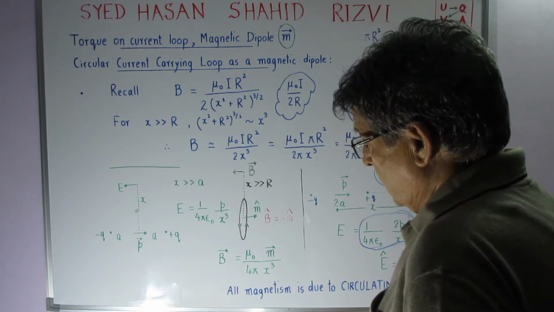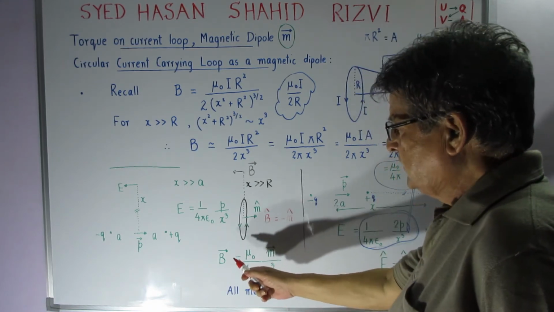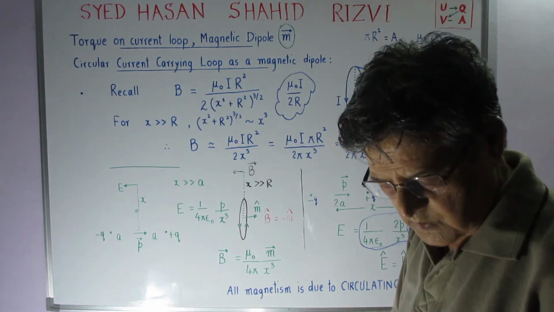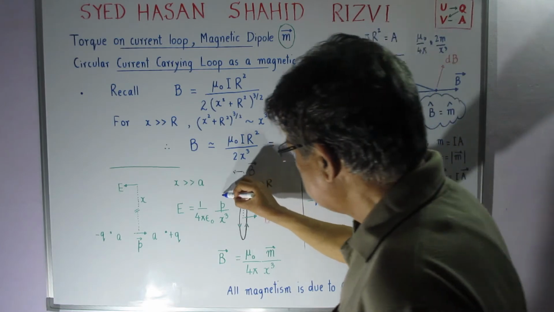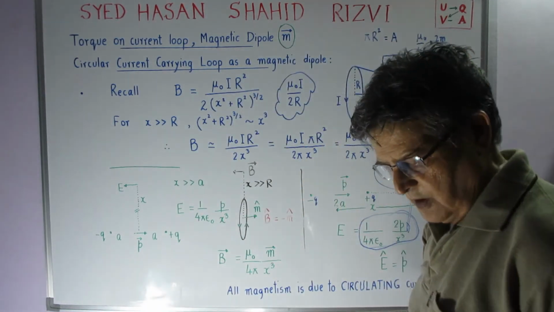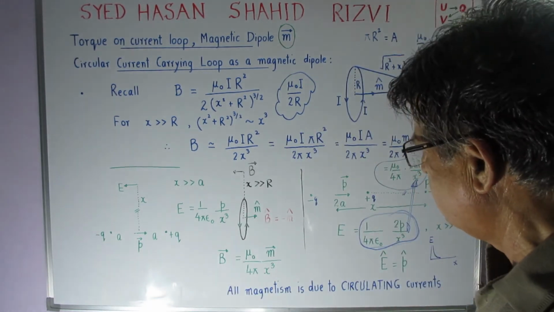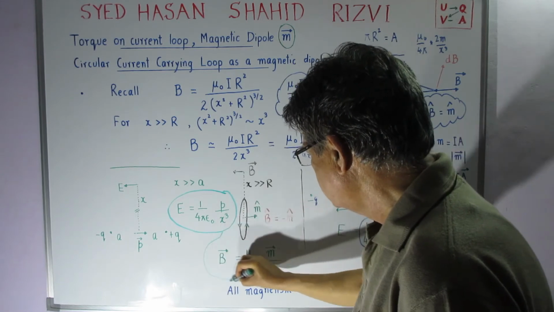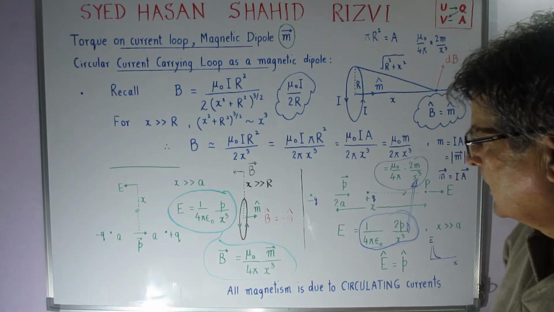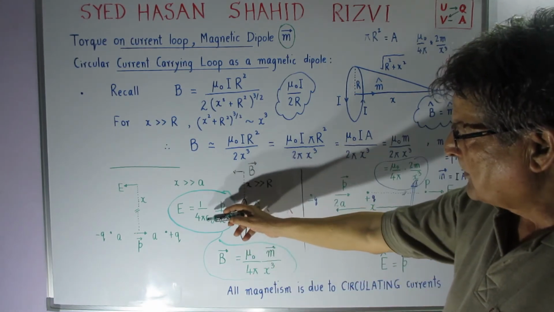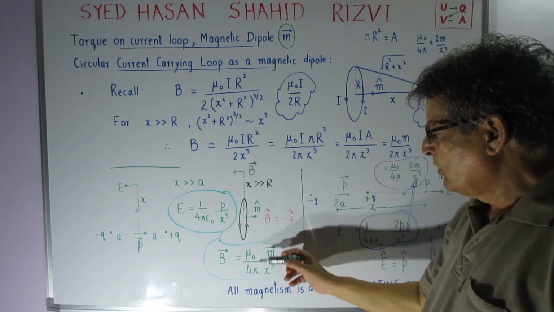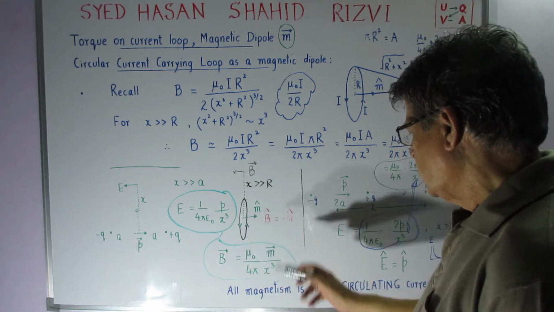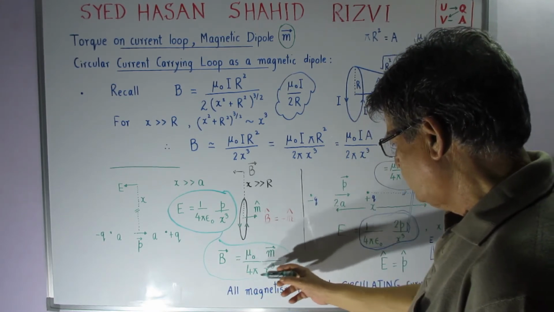So by analogy, we can say that this relation and this relation, let us compare. Mu naught upon 4 pi, 1 upon 4 pi epsilon naught. So instead of mu naught, I have to write epsilon naught. P m, this is the magnitude only, and here I have shown the vector. So mu naught m upon 4 pi x cube.